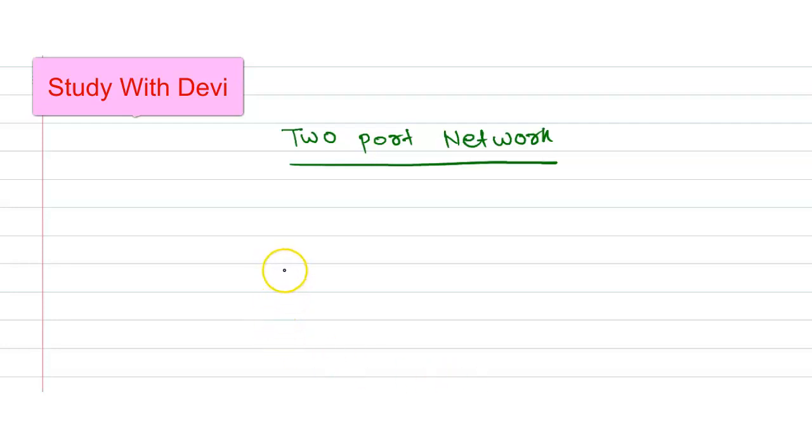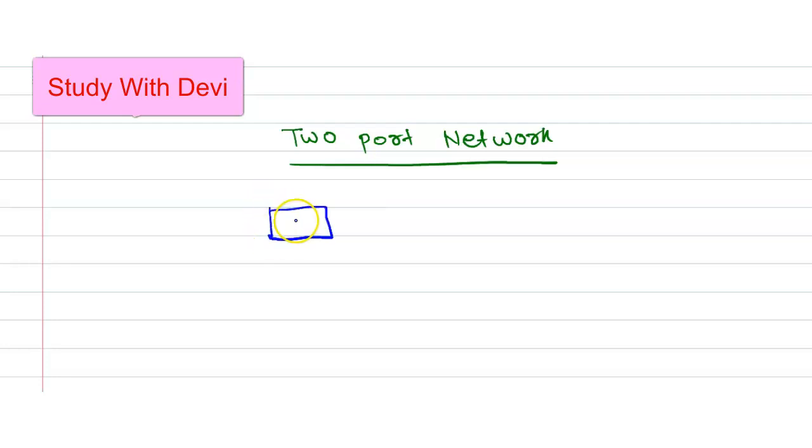Hello everyone. Today we are going to study another network theory chapter, that is two-port network. First we have to know what is two-port network. We have to know what is one-port network. In graphical presentation I am going to explain one-port network and two-port network.